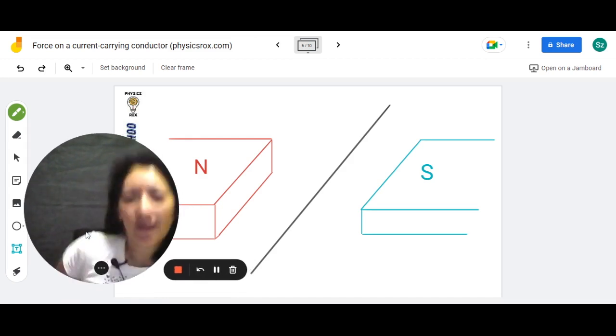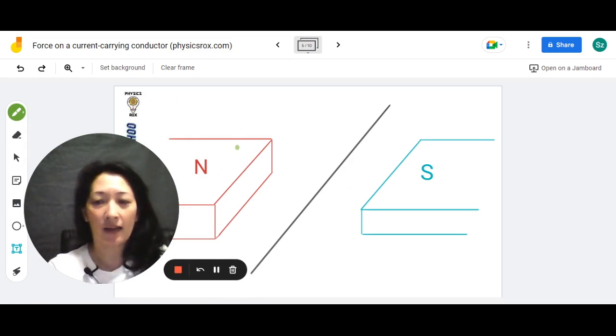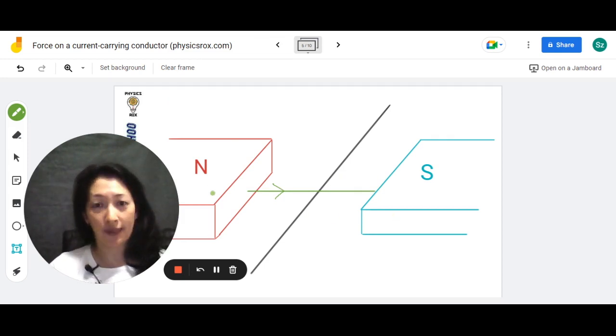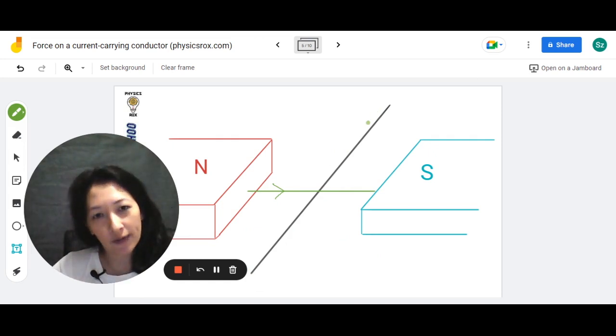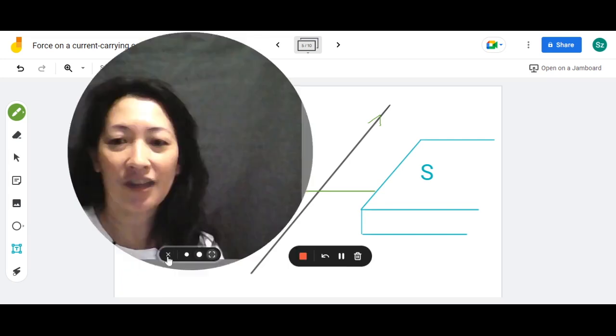So now we have magnets here, north and south. And of course, we know the magnetic fields are going from left to right. So I'm just going to draw one magnetic field like that to represent where your index finger should be pointing. Now, imagine this wire is part of a circuit. So let's say current is flowing in this direction. Let me make this larger.